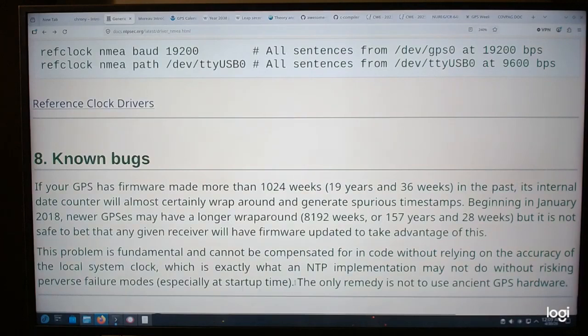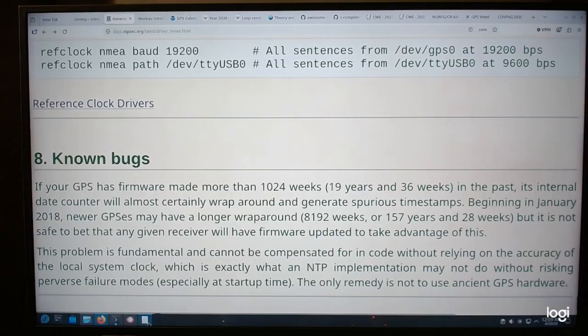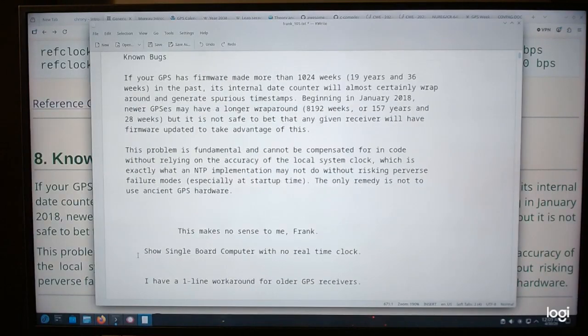See right here, the only remedy is not to use ancient GPS hardware. This makes no sense. And let me kind of show you.